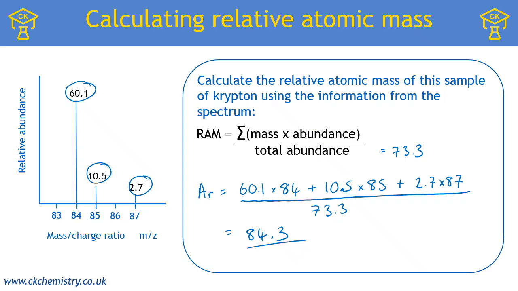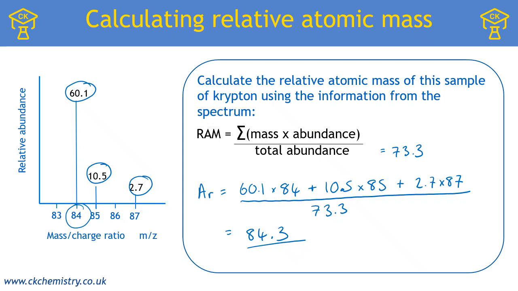I know that it's correct. I'm expecting my answer to be closest to 84, right? Because there's only very small amounts of 85 and 87. If you get a number that is not between 84 and 87, hopefully you will realize that is wrong.